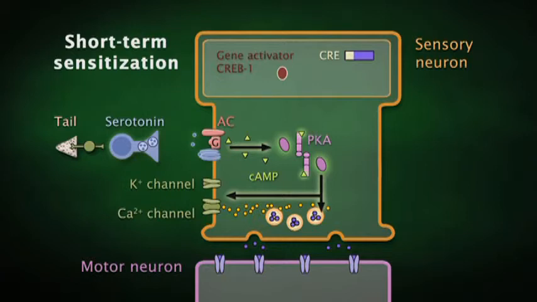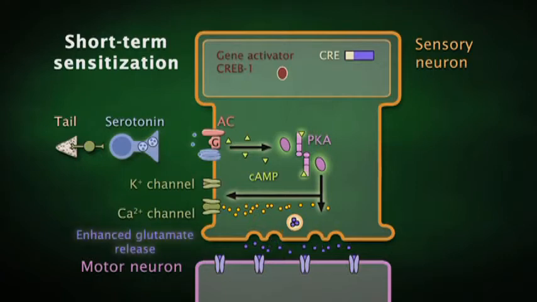So now an action potential has more calcium coming in, more vesicles can bind, more vesicles can be released, and you have enhanced transmitter release. And that is the mechanism of short-term memory for synaptic facilitation. And this is occurring at every single sensory neuron that is involved in the reflex.